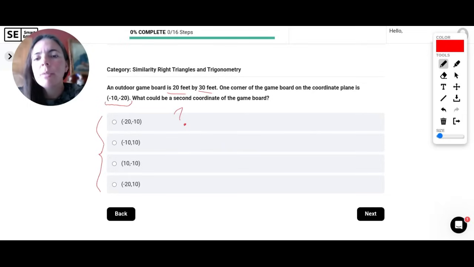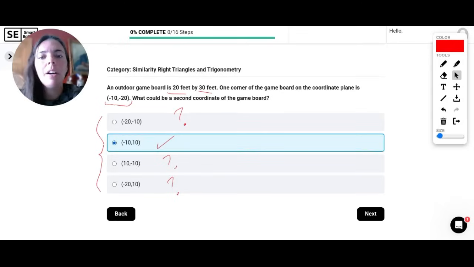So next one's -10, 10. Notice how the x value stayed the same. Well, the y value, -20 to 10, that went up by 30 units. So that one checks out. Okay, that one checks out. If I'm going to look at the other two, again, these I'd have to go find the distance formula for, which I would do if I had to. But because B, the second option, works out, then I don't really have to go check the rest of them.